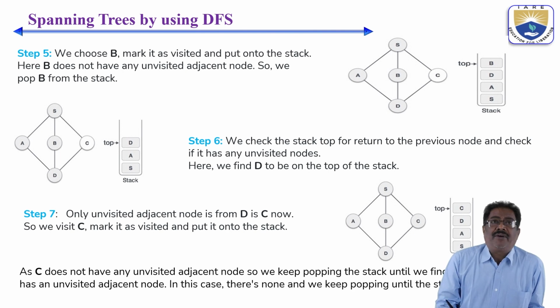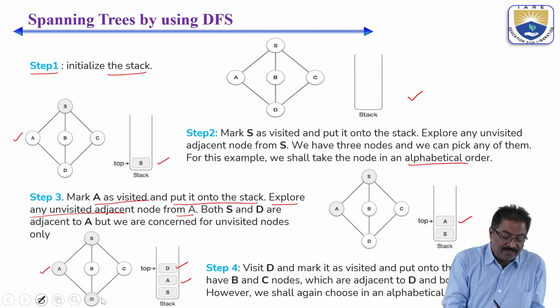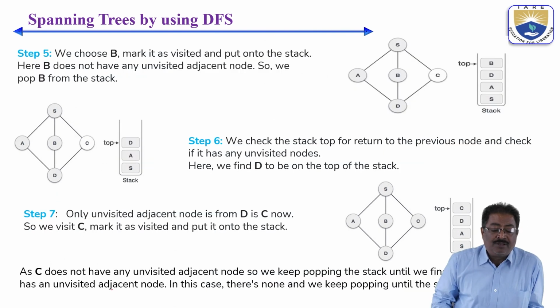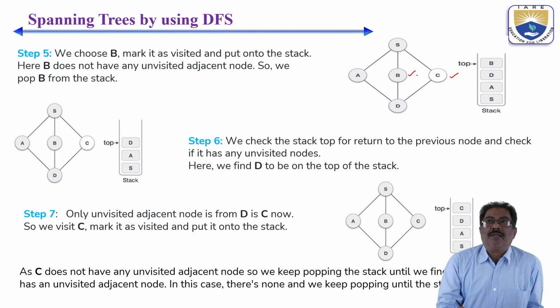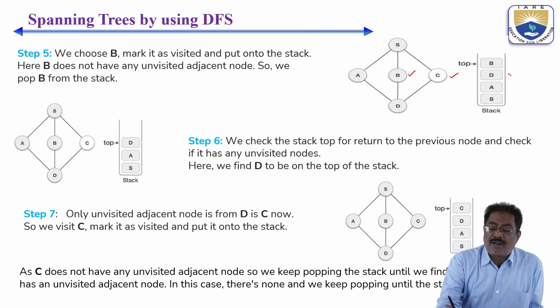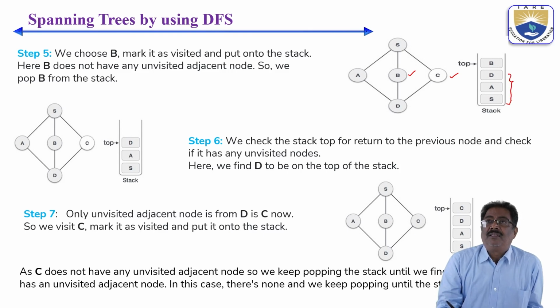Then another one is from D, and then we have to move to the next step. From D, the adjacent vertices are B and C. Up to here, the stack will be there. Then we have to consider any one of these two vertices. These two vertices are not visited. So for the alphabetical order, we can visit B and push the B vertex into the stack.